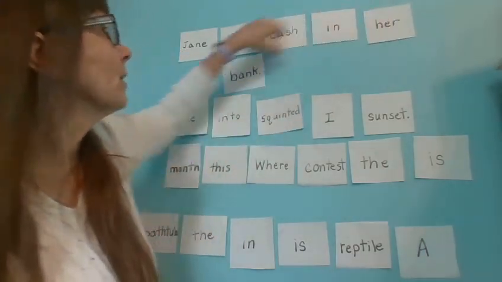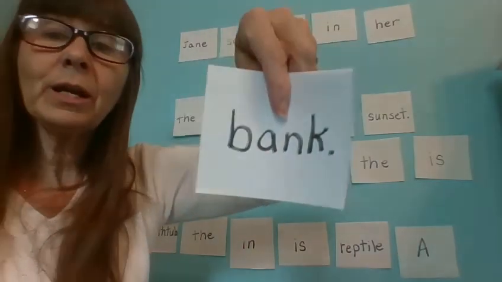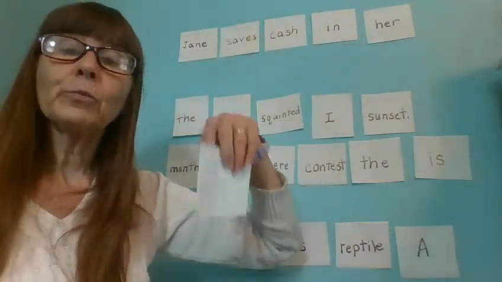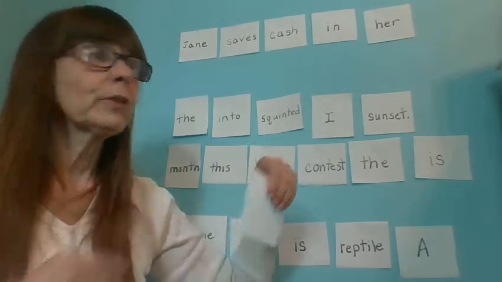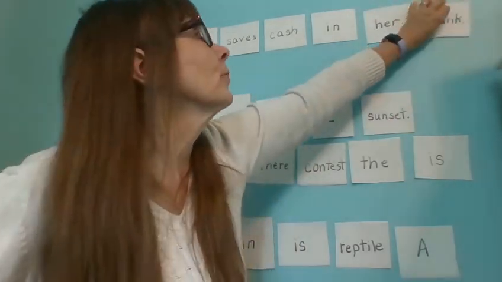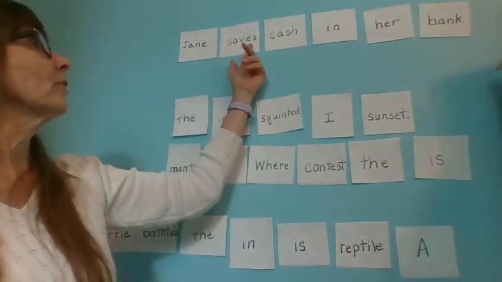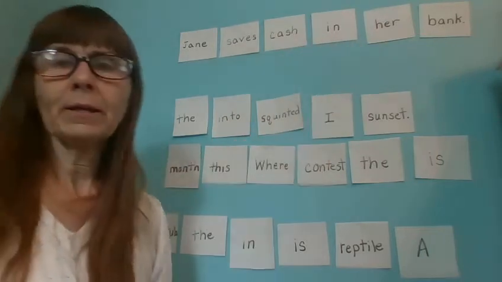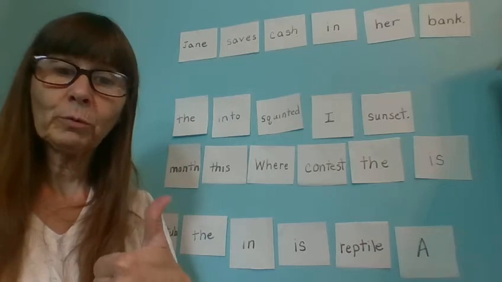And look what I did. I gave you a little clue that this is going to be the last word because there's a period. And we know that every sentence ends with some kind of punctuation mark, whether it's a period, a question mark, or an exclamation point. So this sentence ends with a period, and it says, Jane saves cash in her bank. That's a sensible sentence. And that's what we want.